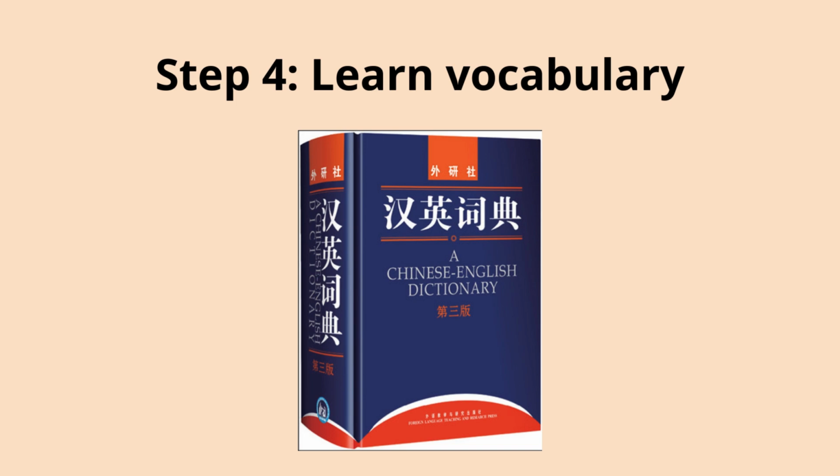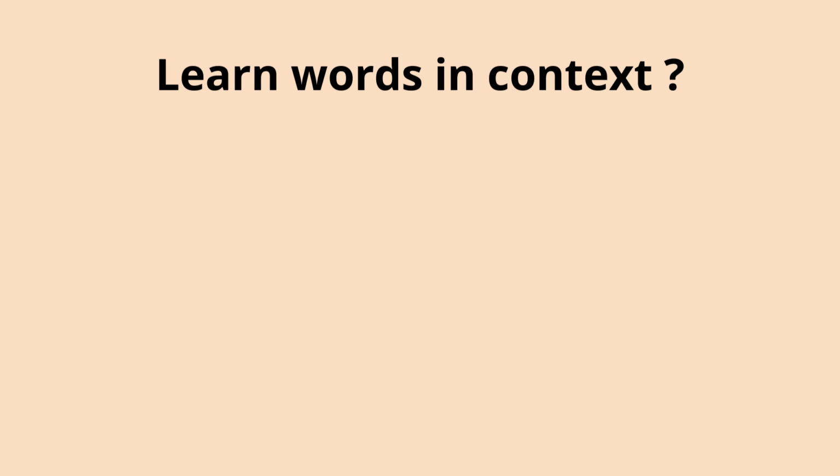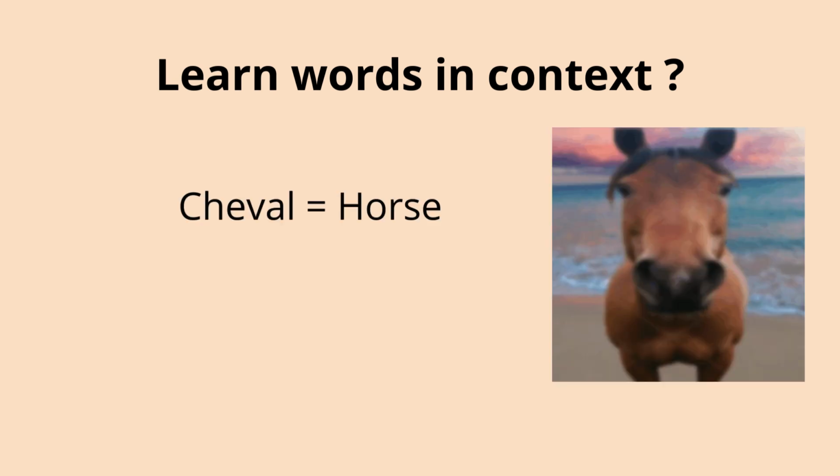Step 4. Learn vocabulary. I usually do this alongside step 3. I use bilingual dictionaries, not too big, not too small, about 10,000 words, and I just learn them, straight up. Some people say you should only learn words in context. That's valid, but honestly, about half the words you come across are super clear, even without context. Like if I tell you cheval in French means horse, you don't need a full sentence for that.